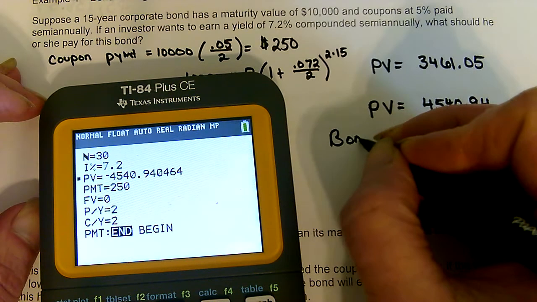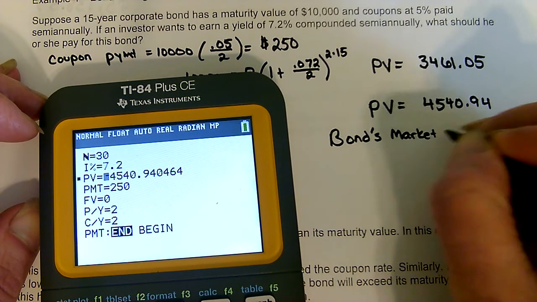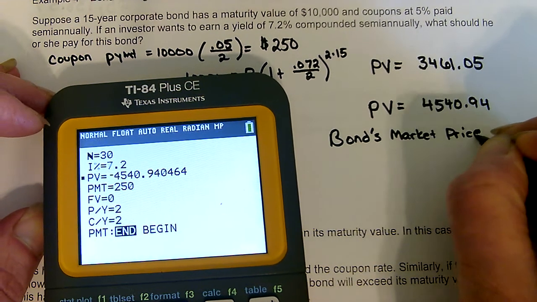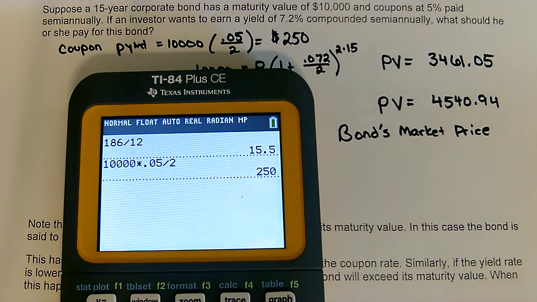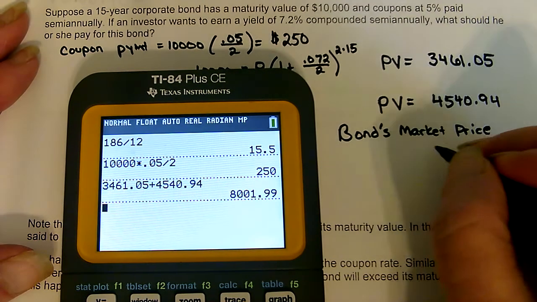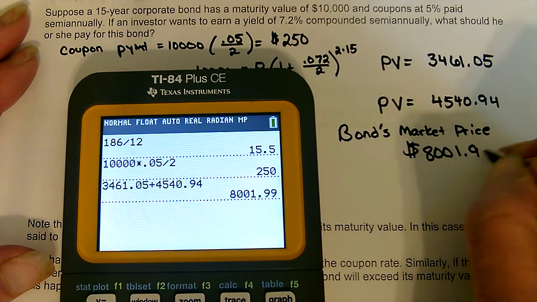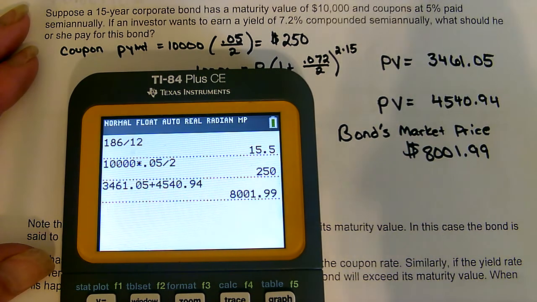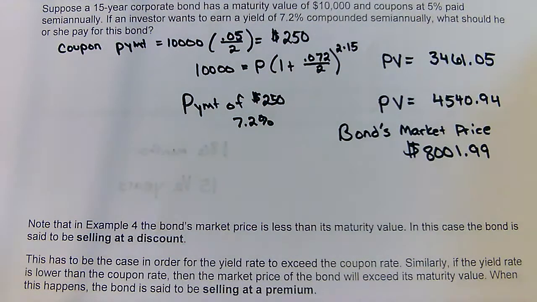So this would be called the bond's market price. It would be the sum of those two together. Whoops, I hit the wrong button. 3461.05 plus 4540.94. So he should only really pay $8,001.99 for this bond. That would be selling at a discount.